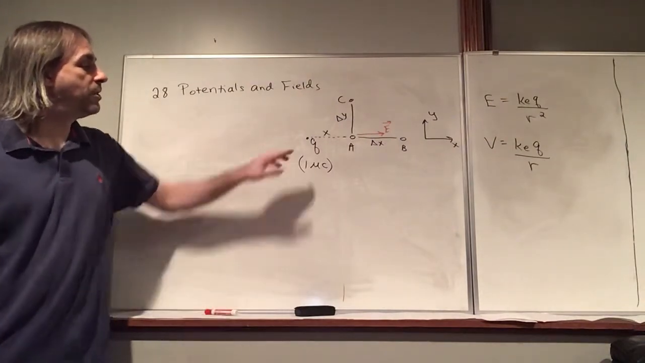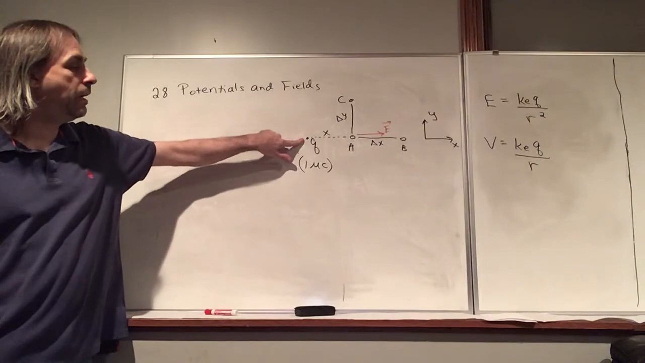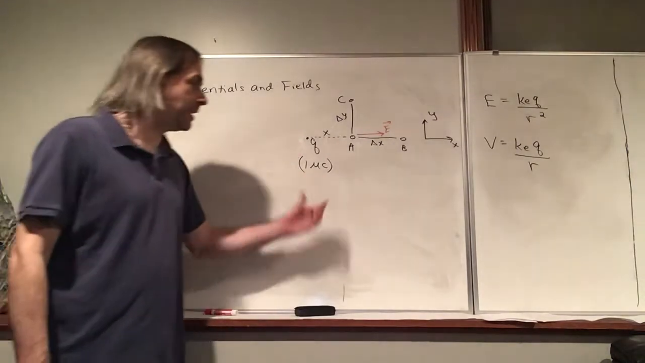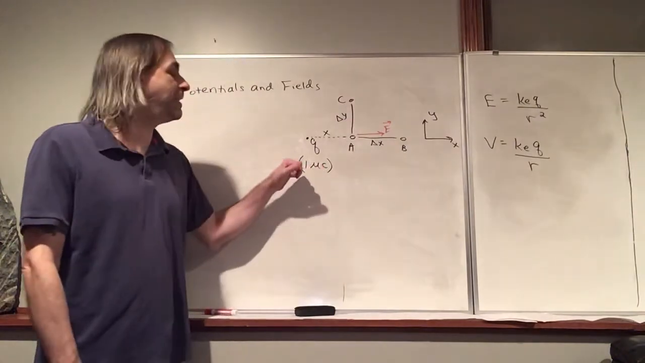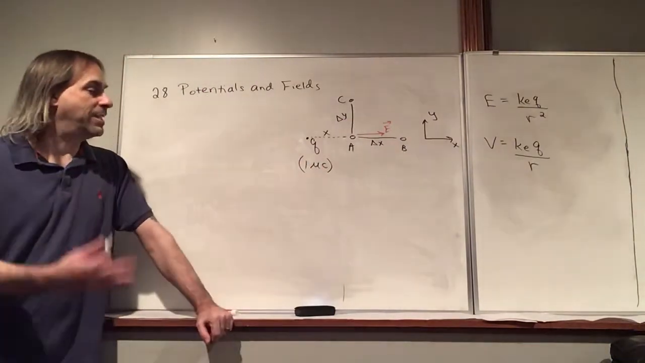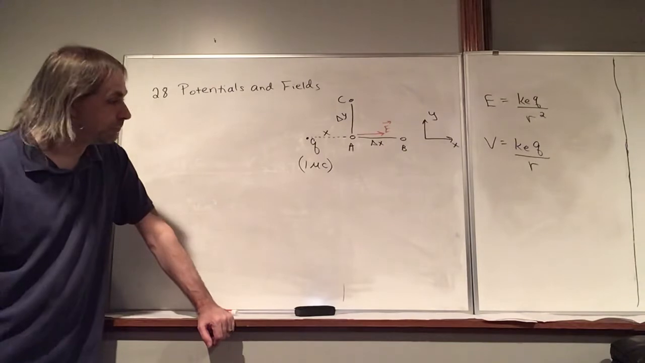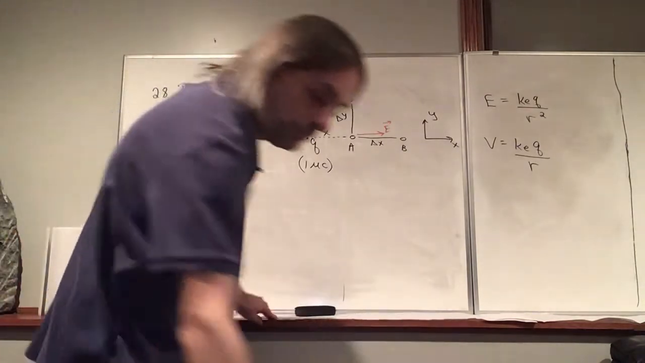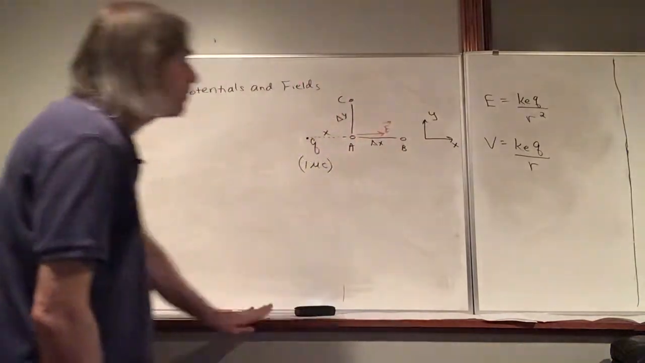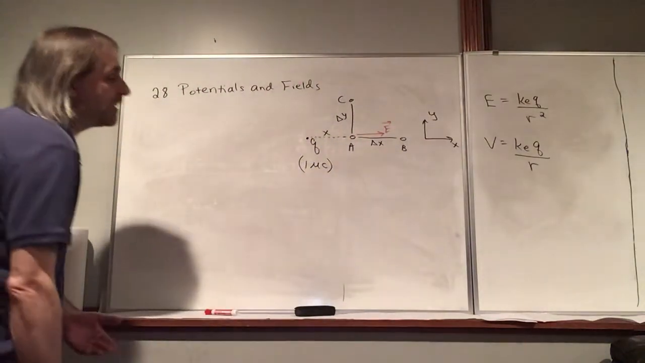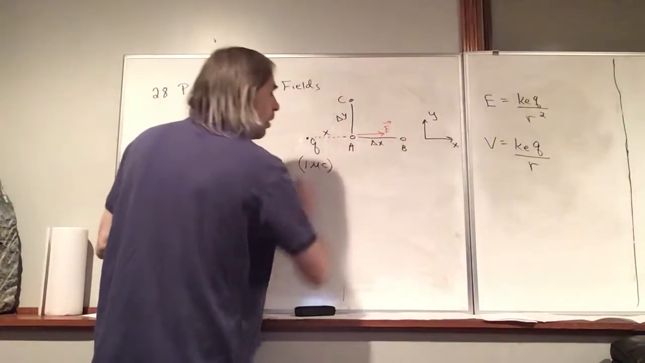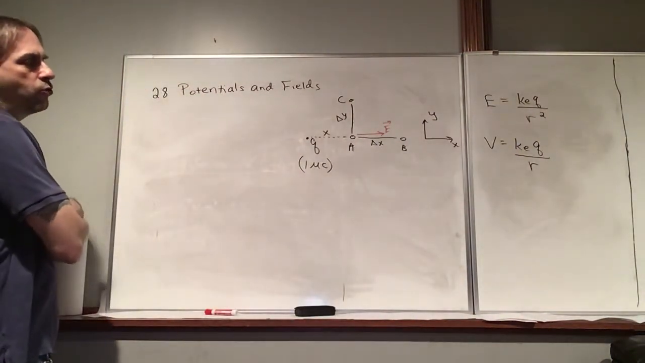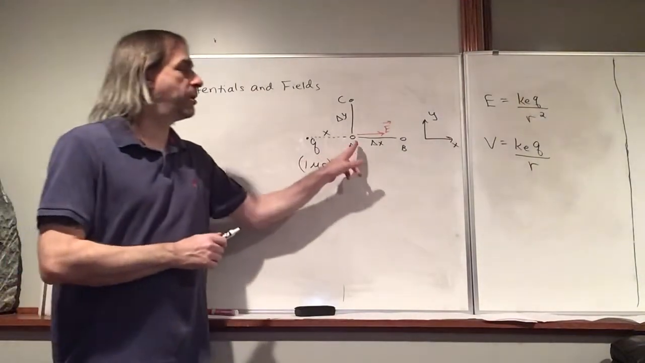What we're going to do is, let's say we have a charge Q. I made it a positive charge just to make things easy. Let's just make it a nice 1 microcoulomb. Then a certain distance x away from that we have a point A, and say we want to know the electric field at point A.